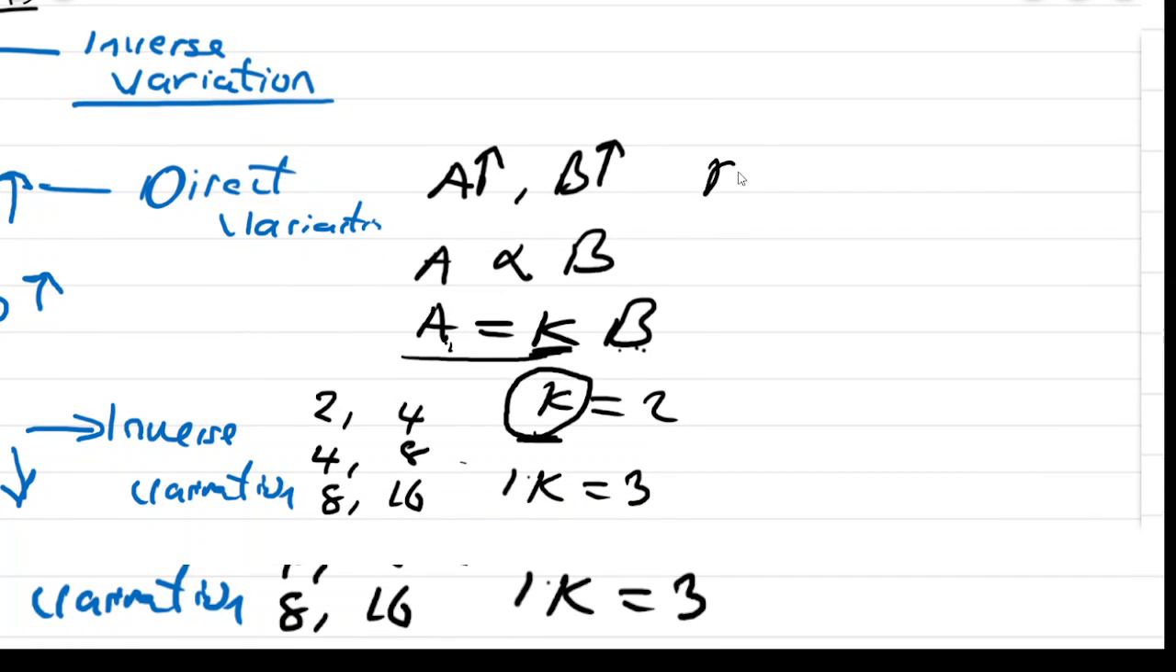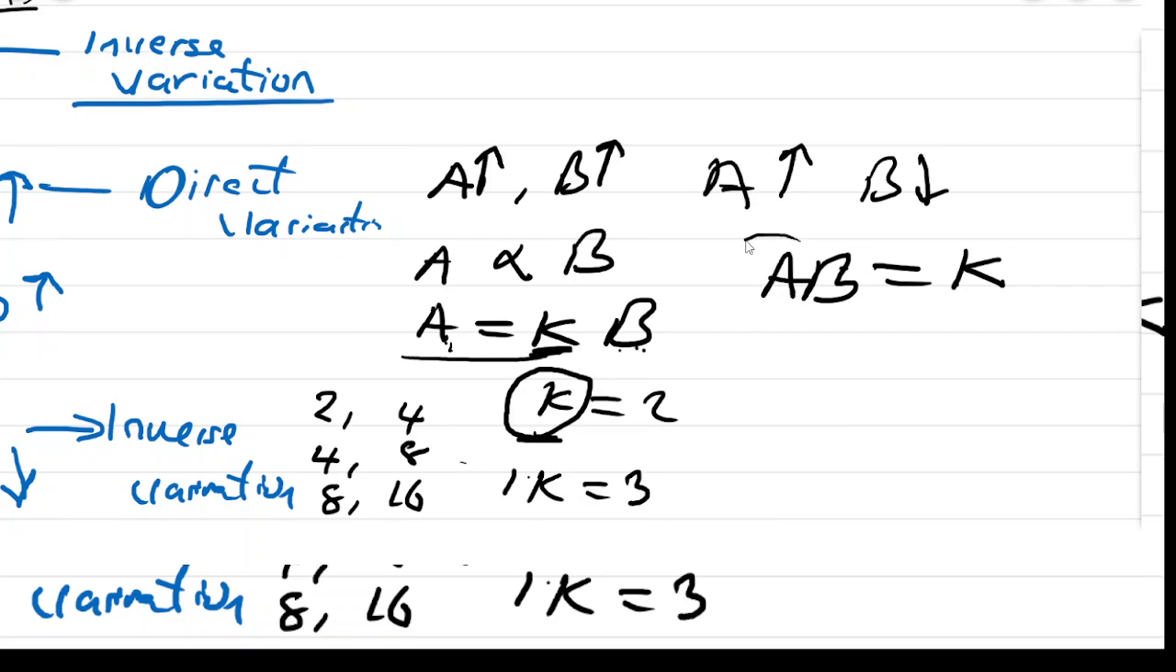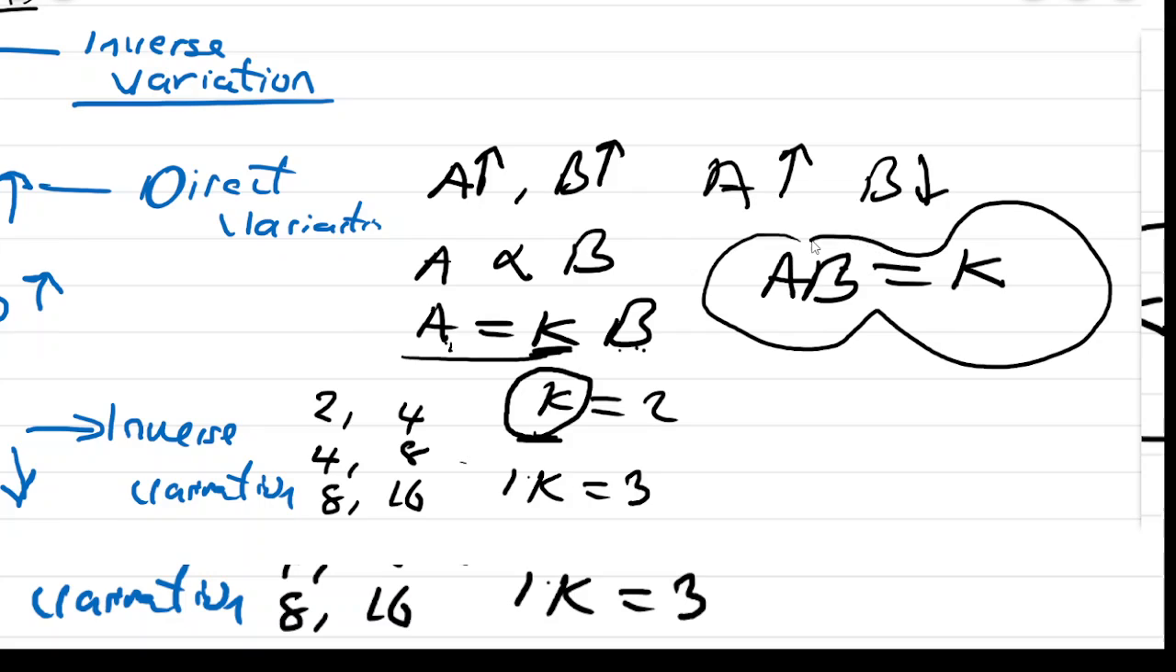On the other hand, if a increases, it means that b must decrease. Here, ab is equal to k. This is for the inverse case. The reason is that if you divide both sides by b, you have a equals k times 1 over b. So if a is getting bigger, b must be getting smaller. If b is getting bigger, a must be getting smaller. That is why ab is equal to k. That is the relationship between them.